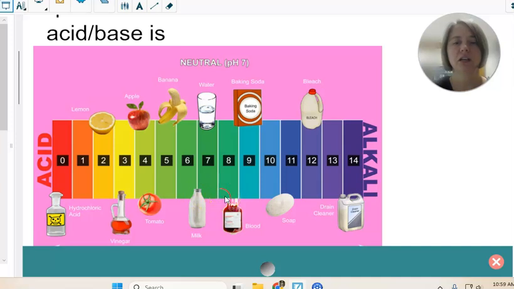Your blood is a little bit basic. It's not up here at 8, but it's a little basic. Baking soda is about 9. Soap is about 10. Bleach is pretty caustic, pretty corrosive. That's 12. And drain cleaner is 14. It's very basic.